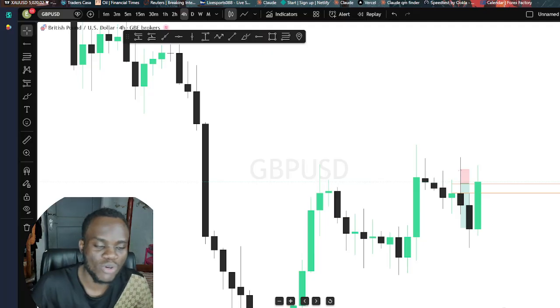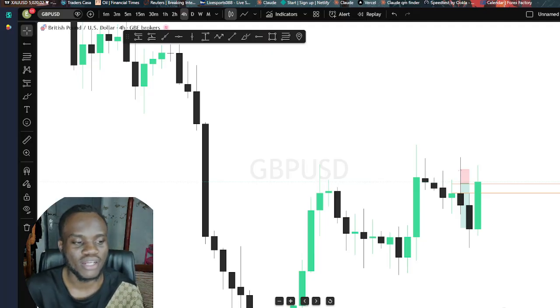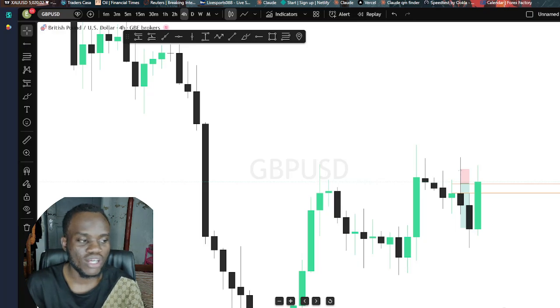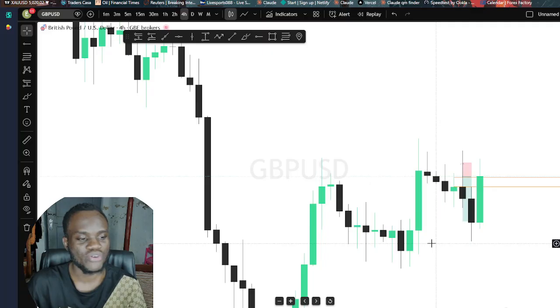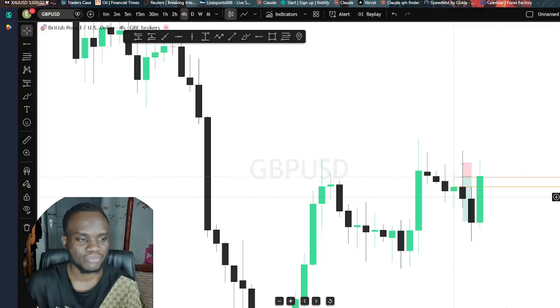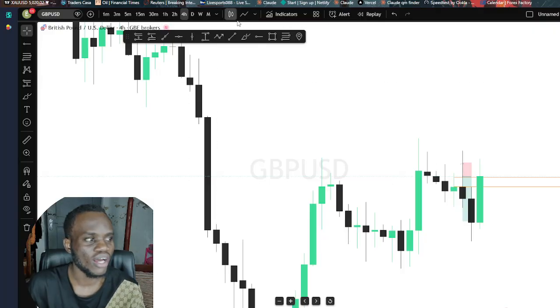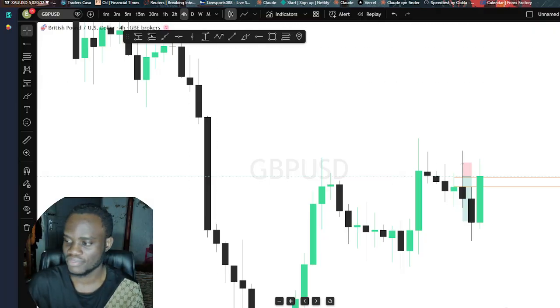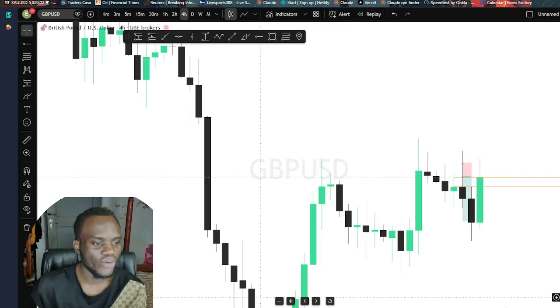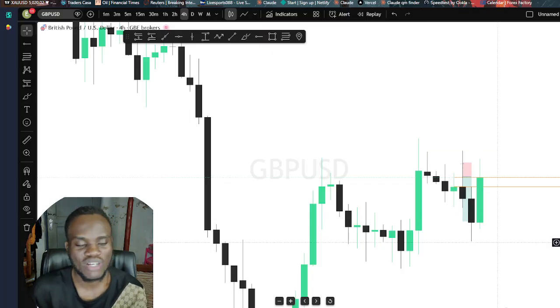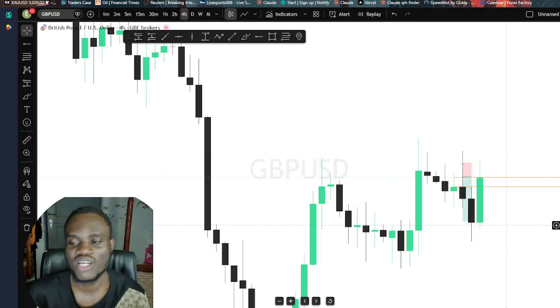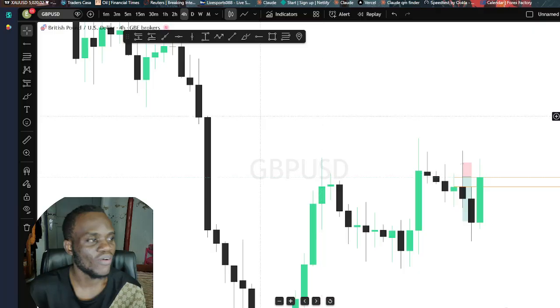So today I was able to trade gold and GU, which is the Great British Pound JPY. I'm going to show you what I traded and how I was able to trade. Today I had two trades on the Great British Pound JPY pair. There was a bullish trade which stopped me out, and there was a bearish trade.